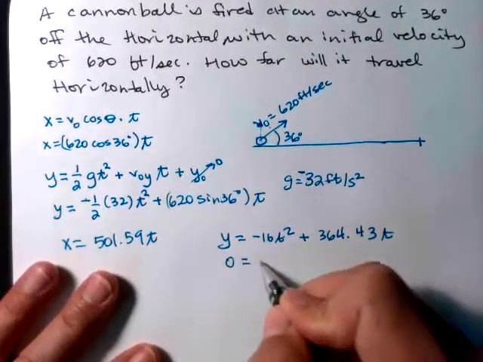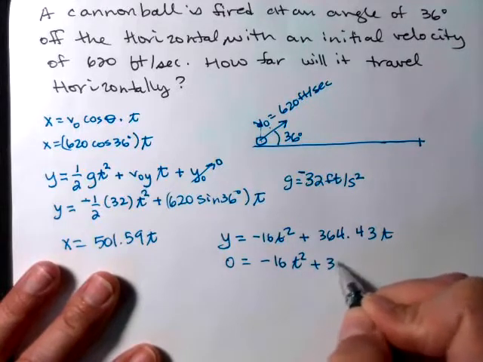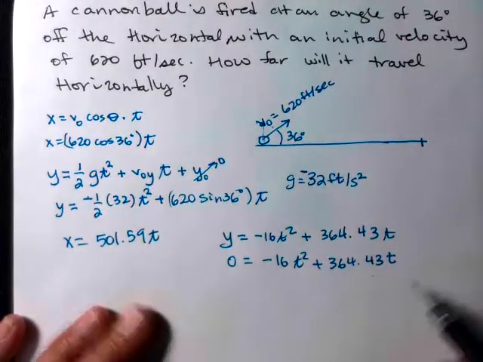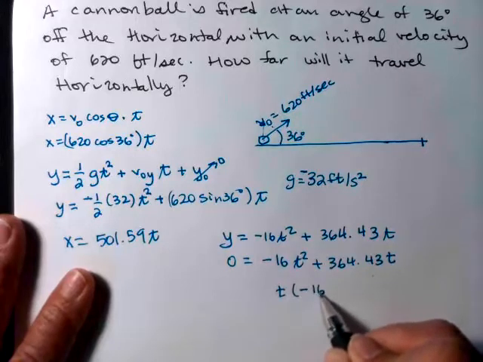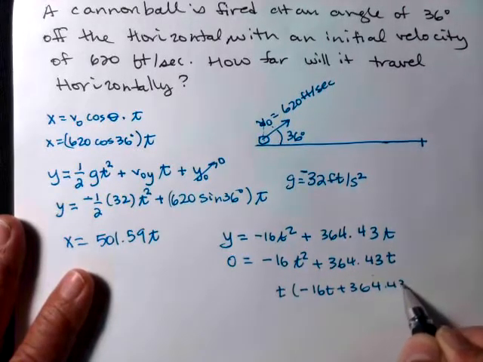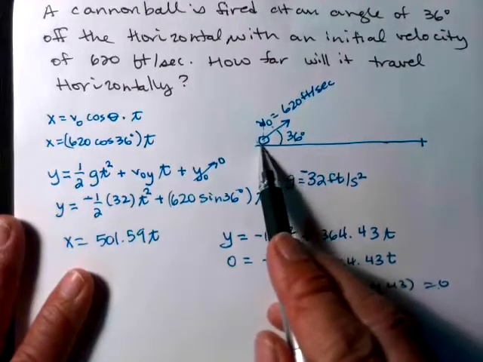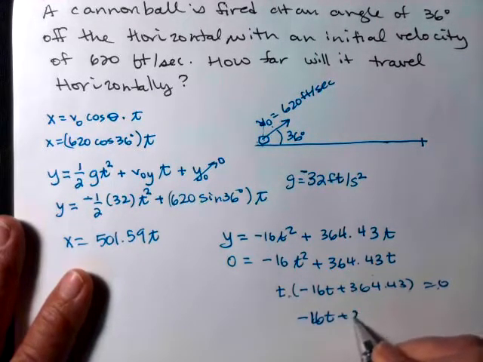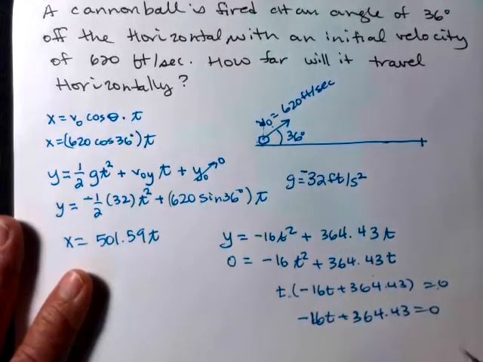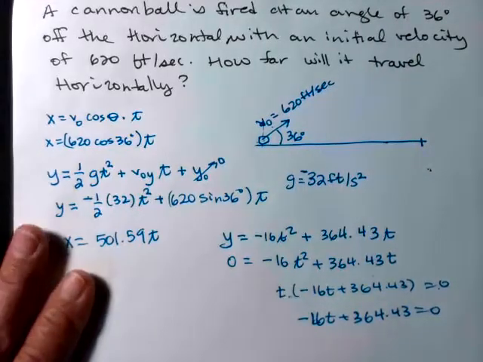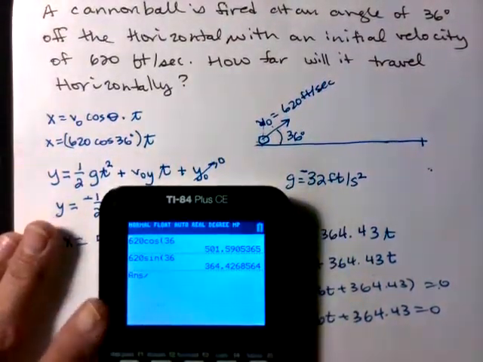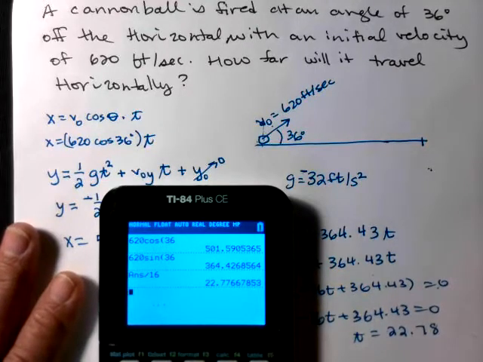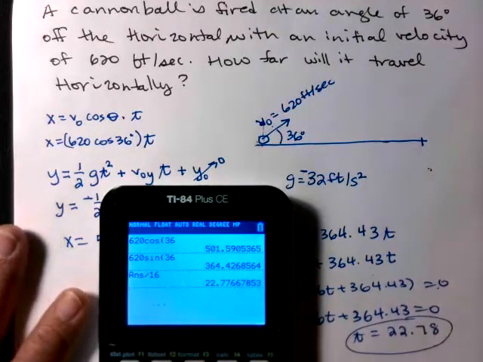So we're going to set y equal to zero. Thank goodness we don't have an initial height, or we'd have to use the quadratic formula because of that ugly t coefficient. But in this case, we can just factor out a t: negative 16t plus 364.43 equals zero. So either t equals zero, which is where we start, or negative 16t plus 364.43 equals zero, which is when we're over here. I'll divide this by 16, so that happens at time 22.78. This is the time that the cannonball is in the air.